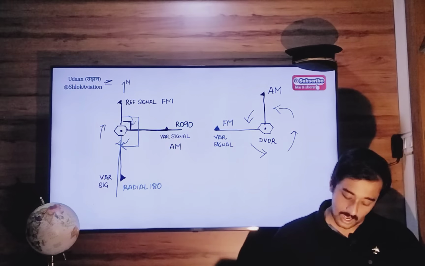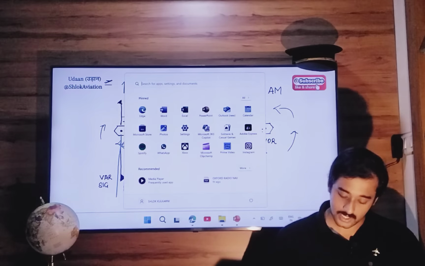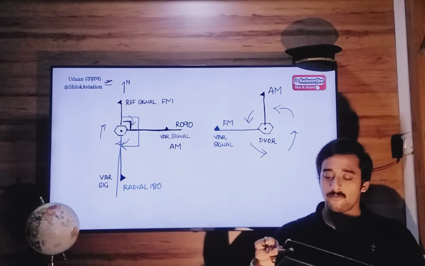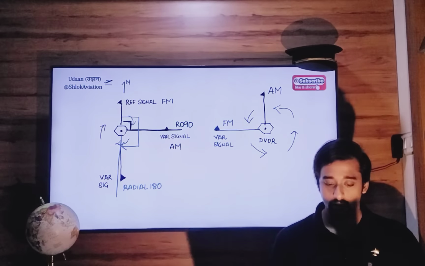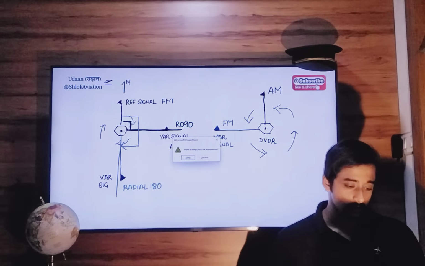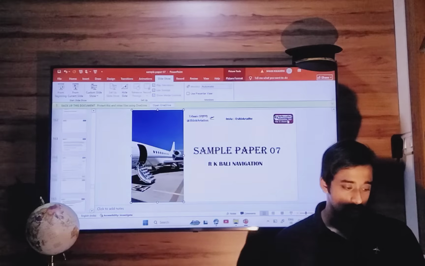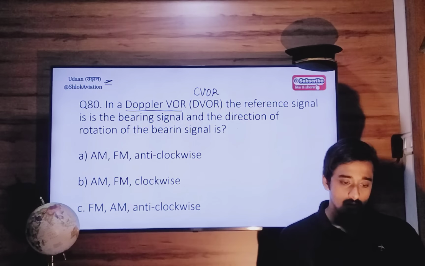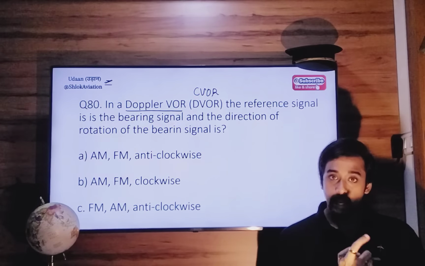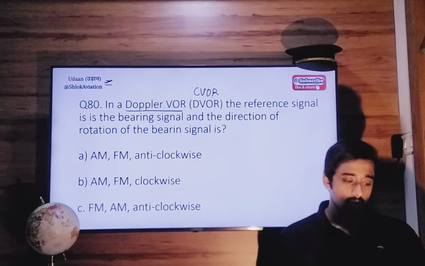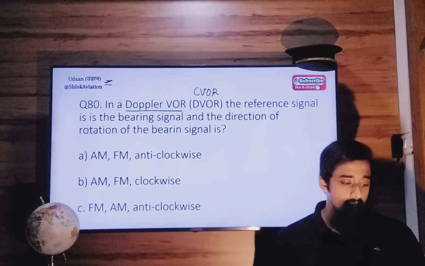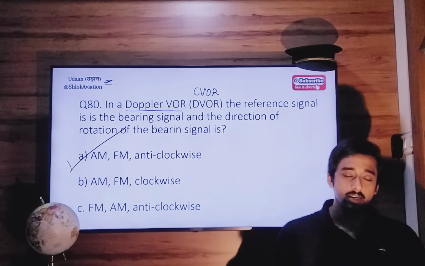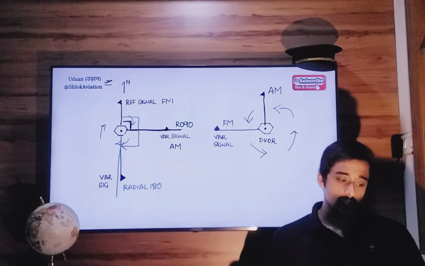So they have asked us about Doppler VOR. So what will be the answer? In Doppler VOR, the reference signal is amplitude modulated. The variable signal or rotation signal is frequency modulated, and it rotates anti-clockwise. So option alpha is the right answer. So this concludes the lecture.